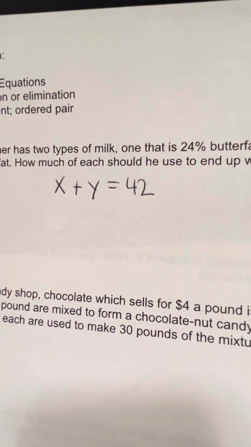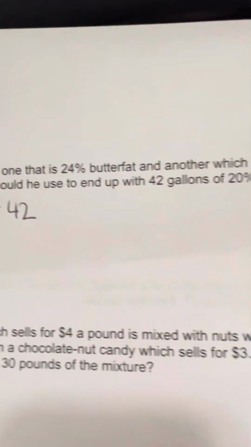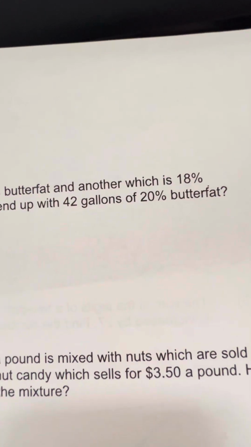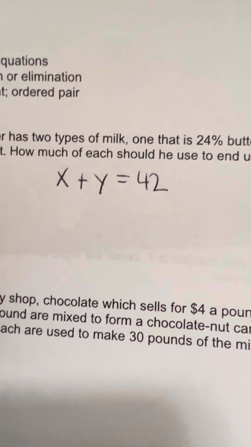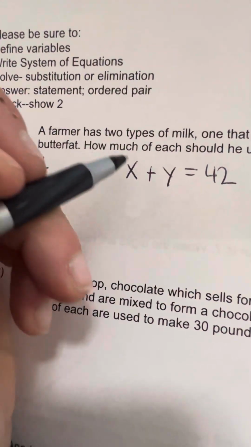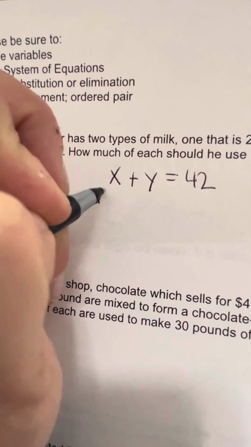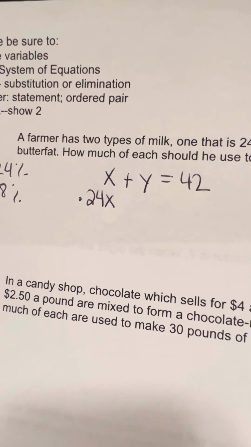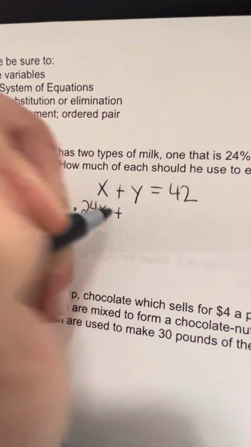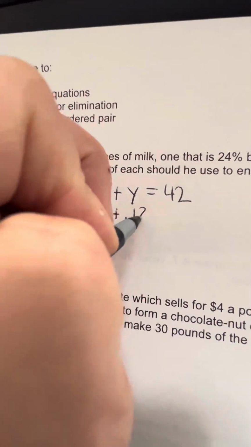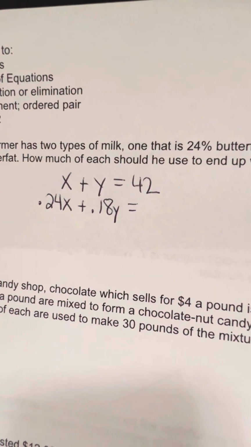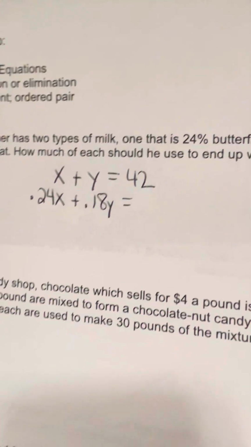And then I'm going to talk about the second equation. So this is a mixture question. We're looking to find a combination of those two percentages to get a 20% combo. So for that second one, we're going to focus on which one is which. This is 24% for the x. So I'm going to put 0.24, which means 24% of the x mixture. I'm going to add that to our 18% mixture, or 0.18 times y. And then we want, again, the total amount to be 42 gallons, but it's a 20% mixture.